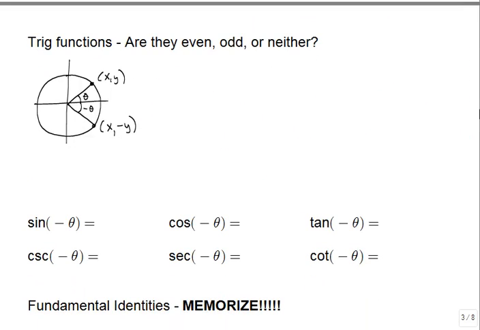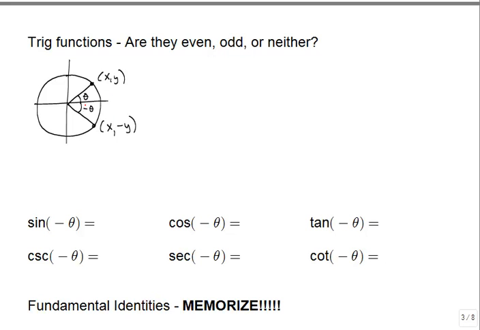Okay, more properties. Let's talk about whether or not our trig functions are even or odd. Let's take a look at this picture. We have our unit circle again, and our angle theta. I'm also going to consider negative theta, which is the same angle amount but going in the clockwise direction, so going down, and the corresponding terminal points.